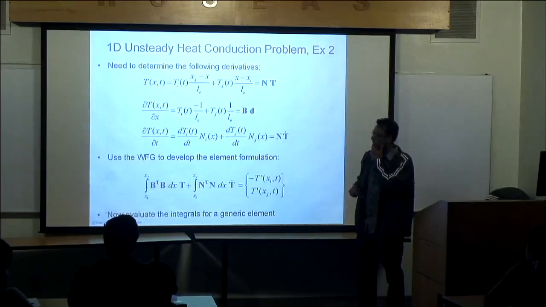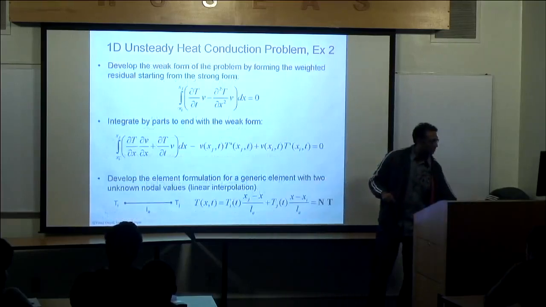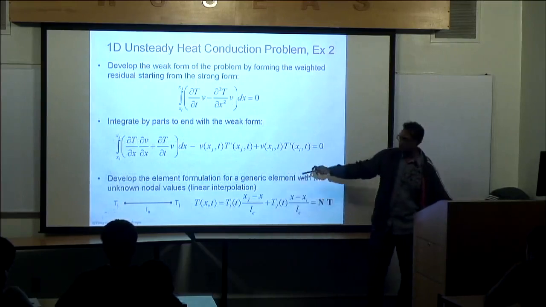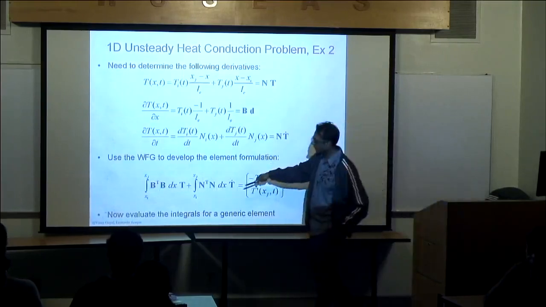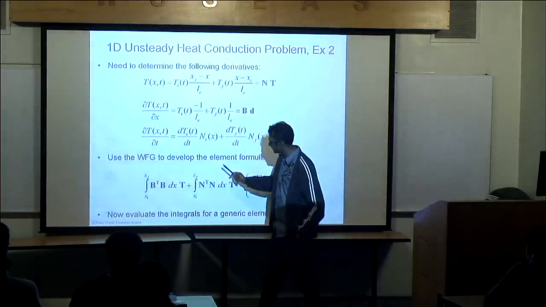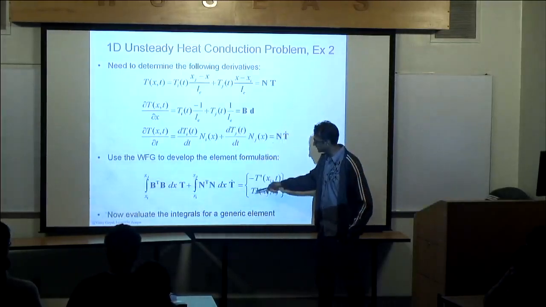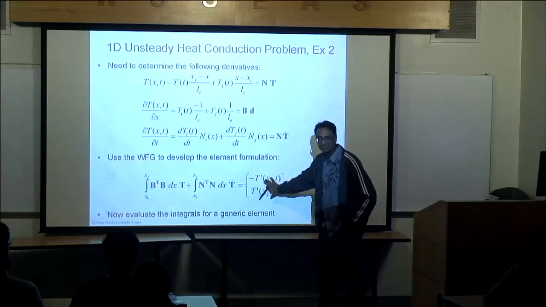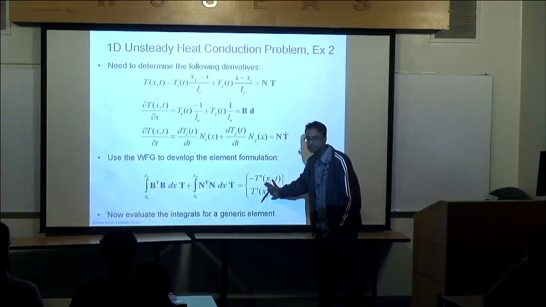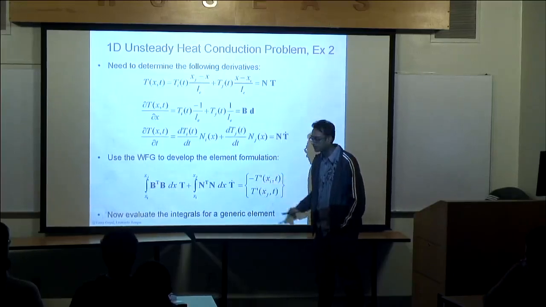I use the weak form as shown earlier here. We developed the weak form right here. Then what you get for the weak form is B transpose B dx, N transpose N dx, T dot, and then I have this forcing function, whatever that is. We know what this is. It's a physical problem, so we know this, the heat flux applied, maybe.